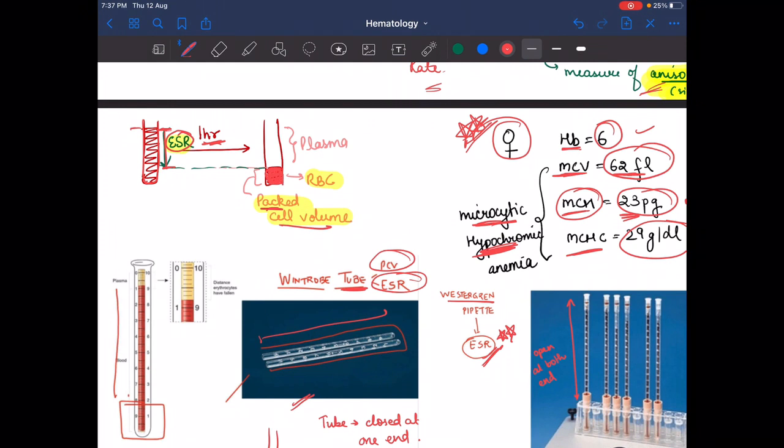So all the red blood cells get settled down. The red blood cells which get settled down are known as packed cell volume. And the range from which they settle to this range is known as ESR, and the packed cell volume is where the RBCs get packed. So this is the concept of this.